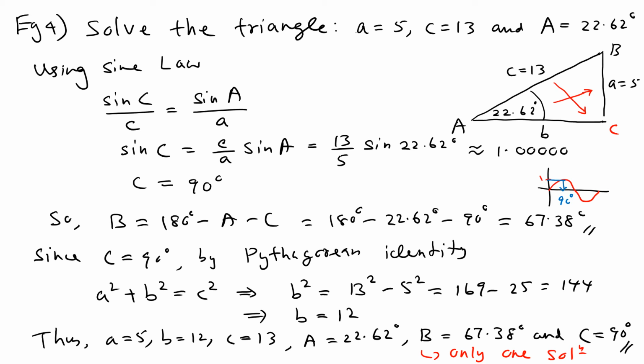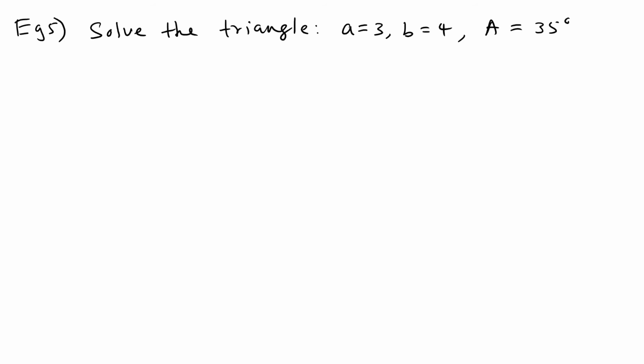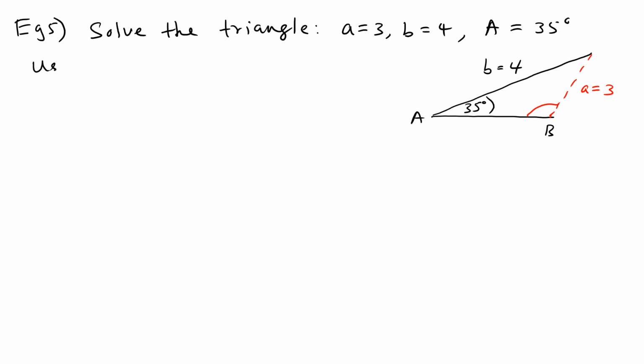Okay, let's look at the next problem. Solve the triangle a equals 3, b equals 4, and angle A equals 35. So let's draw the situation. What we're trying to do is, using the information, find the value of B. Let's see what's going to happen when you do that. So using the law of sines, and the AA pair.